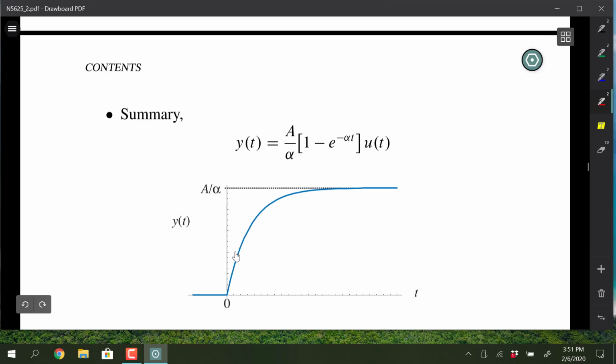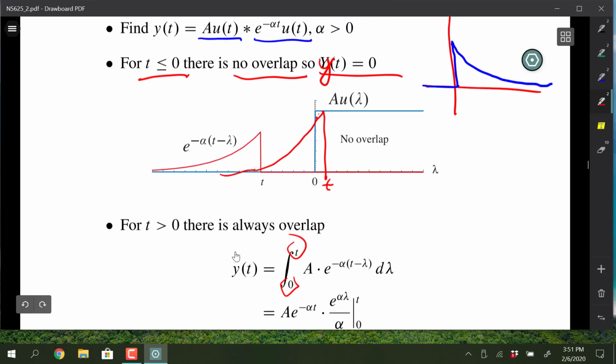And in this particular problem, there's no other case, because as t is greater than 0, there's always overlap. For t can now move out to infinity, and this tail right here is always going back to minus infinity, so there's only 2 cases to do for this one.